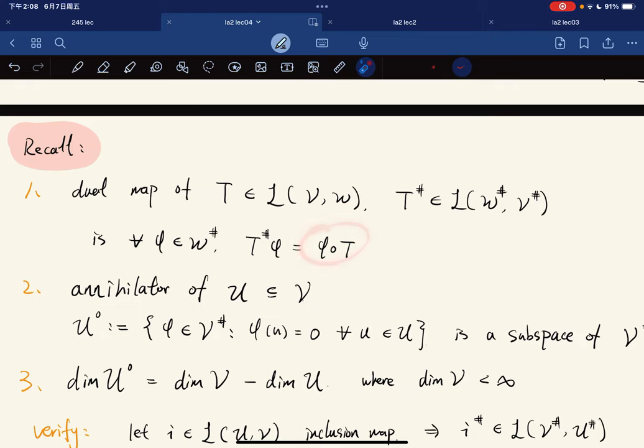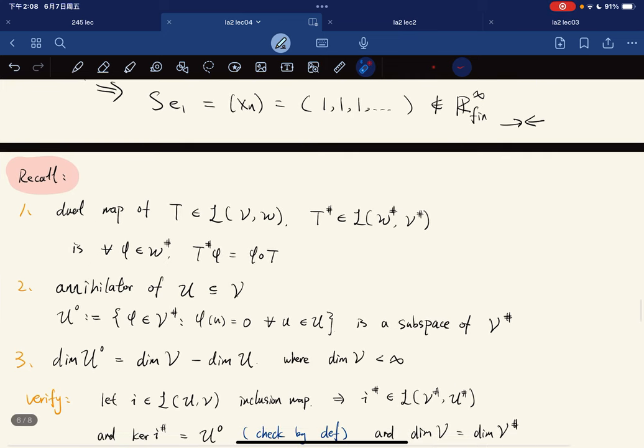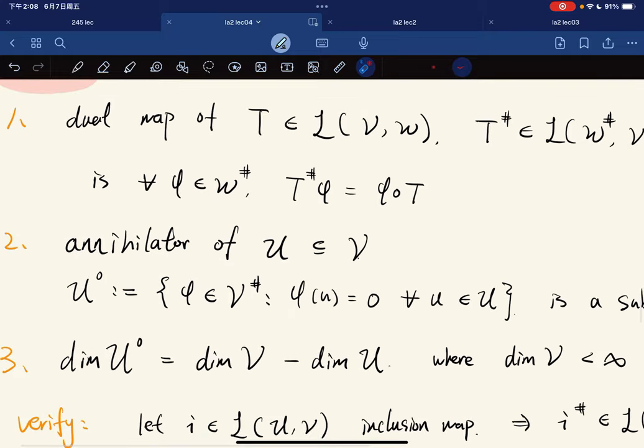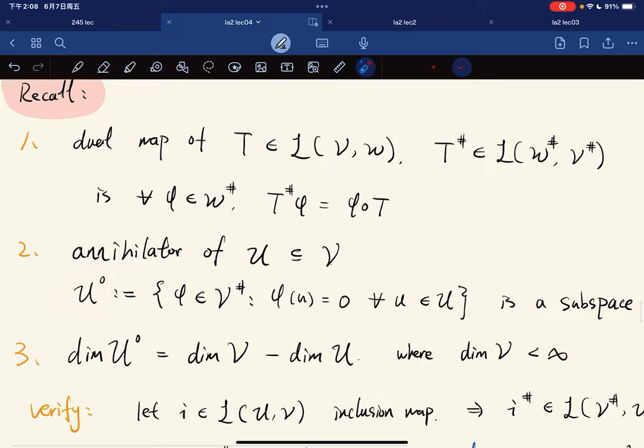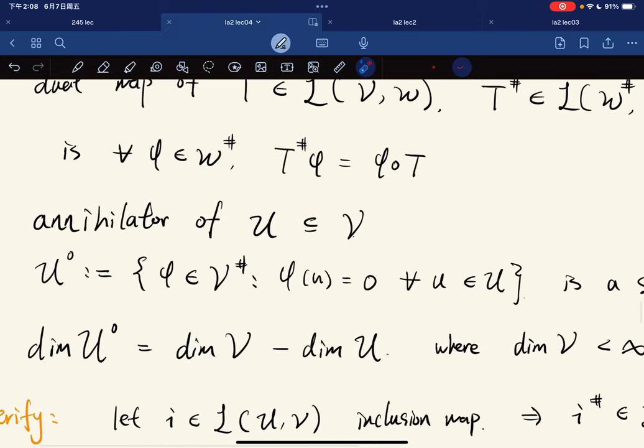Right, it's defined as this, okay? And second, we define an annihilator of a subset of V. So an annihilator is the set of all linear functionals that vanish on the set U. So the annihilator is a subspace, right? It's a subspace of the dual space. It consists of all the functionals that vanish on U.